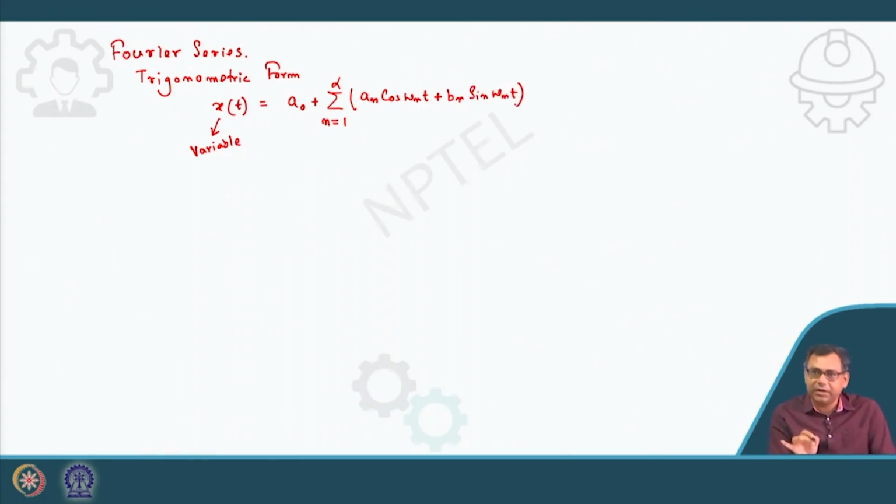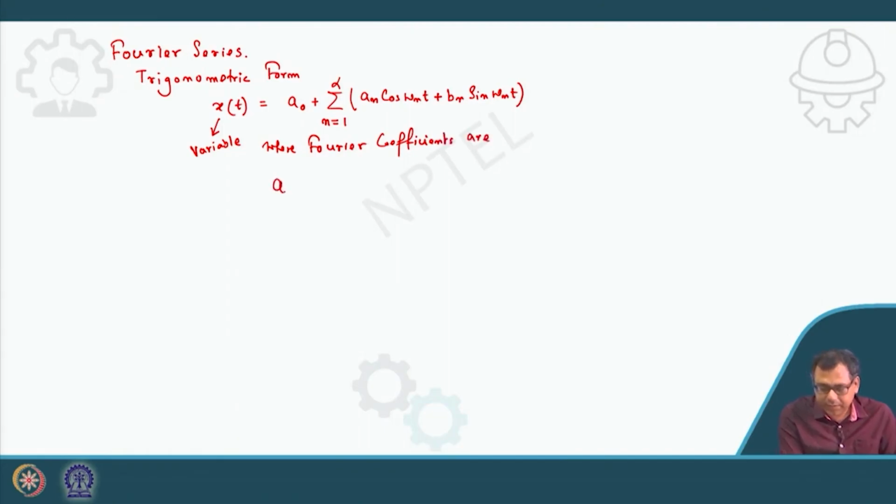These I have already discussed. But still, let me discuss again where my Fourier coefficients are. a0 is 1 by Tf, integral 0 to Tf, where Tf is the period, of xt dt.